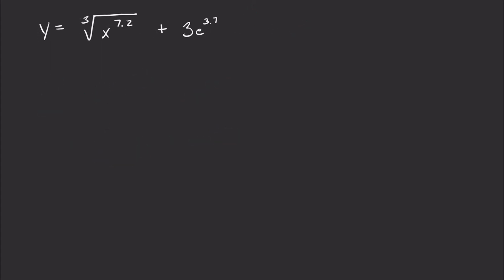So our next function, we have y equals the cube root of x raised to 7.2 plus 3 times e to the 3.7. So we want to simplify this first term, but we can do it in a very special way using our properties of exponents. So if we have x to the power of n times m, this is the same thing as x raised to the nth power, and all of that raised to the mth power. So when you have an exponent raised to an exponent, that's the same thing as multiplying the two powers together, the two exponents together.